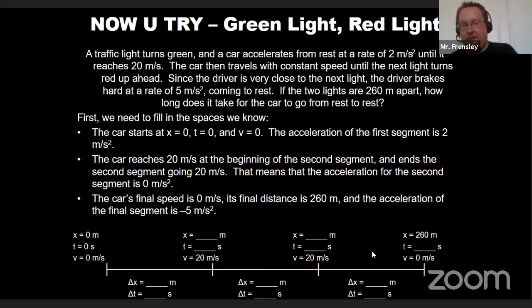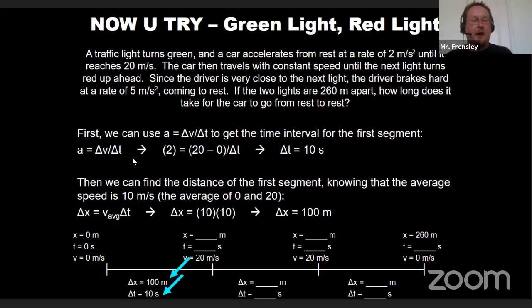And then a equals -5 meters per second squared, right? So now to figure out how much time this took, I'm just going to go through the motions. I'm going to start at the beginning and keep working all the way to the end. First things first, I can use acceleration equals delta v over delta t in order to get the amount of time that this took.